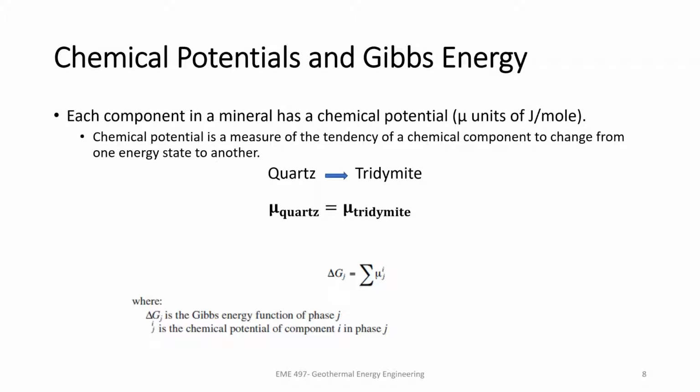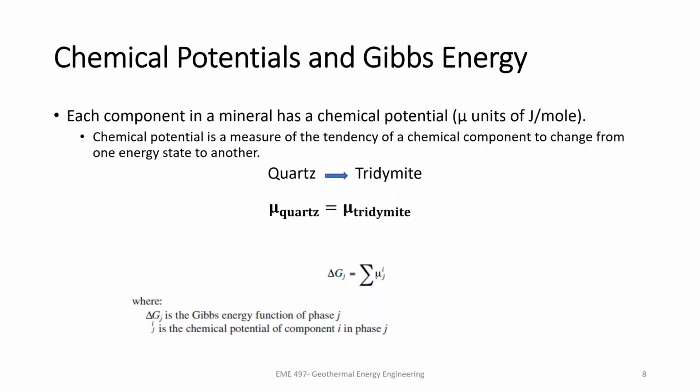Each chemical component in a mineral has a chemical potential μ, which has the units of joules per mole. Chemical potentials are analogous to gravitational potentials or electrical potentials. They are a measure of the tendency of a chemical component to change from one energy state to another. For a mineral, the state would correspond to a specific way in which the atoms in the structure are arranged.